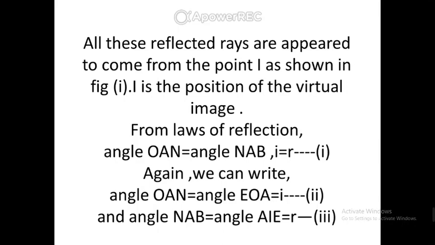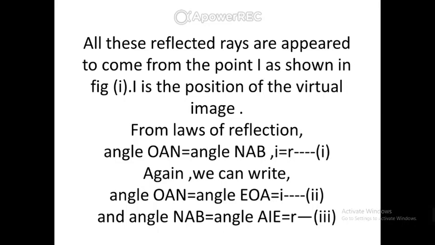In this figure, the reflected rays do not really intersect, but appear to come from point I. So this is a virtual image. If the reflected rays really intersected, then the image formed would be a real image. So I is the position of the virtual image.